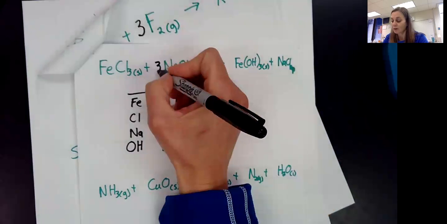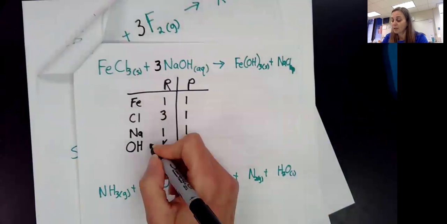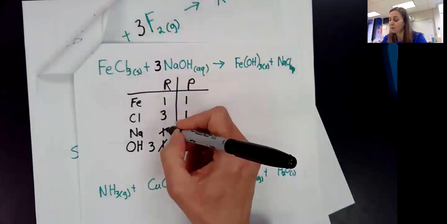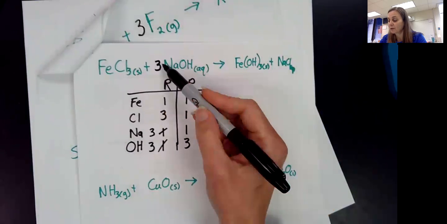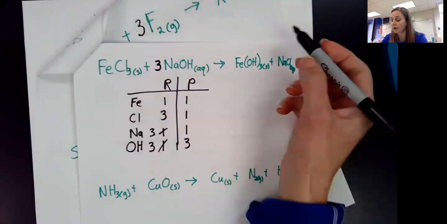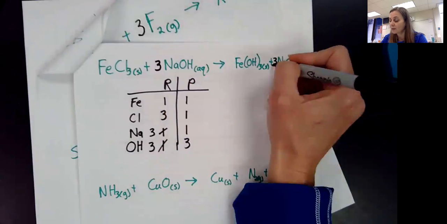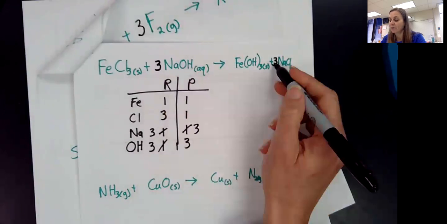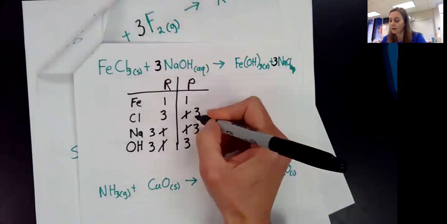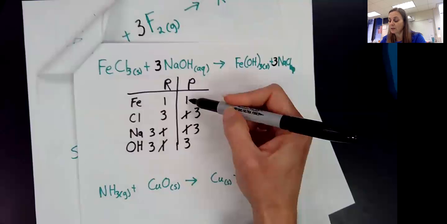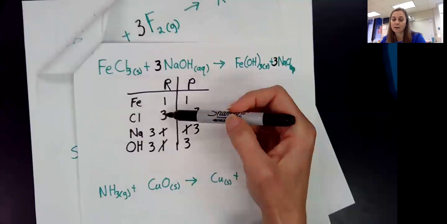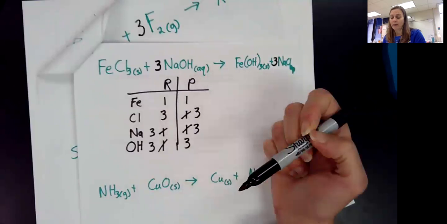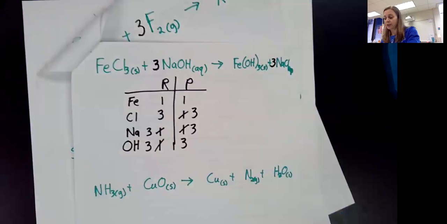That fixes the hydroxide, but it changes the sodium to a 3. Now, having changed the sodium to a 3, I'm going to come over here and put a 3 in front of sodium chloride. That will now give me 3 sodiums, but it also gives me 3 chlorine. And now we have 1 iron on each side, 3 chlorine on each side, 3 sodium on each side, and 3 hydroxide on each side. And so we have balanced our chemical equation.